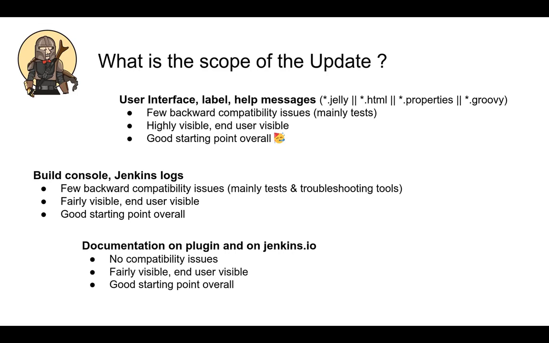Then there is the documentation part. I didn't look much at the Jenkins.io documentation. I think it's quite up to date. But there is also plugin documentation, like Markdown files, the README. It depends on what you consider the user to be. But if you consider that a developer who is using the plugin is the user, then it's fairly visible for this kind of user too.